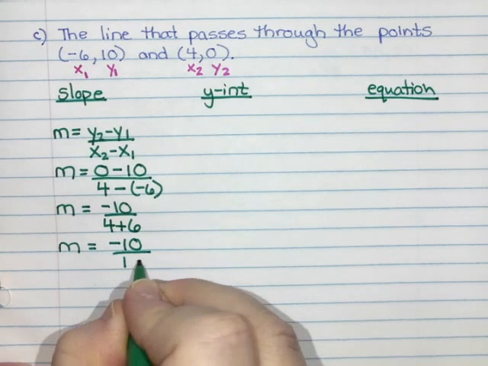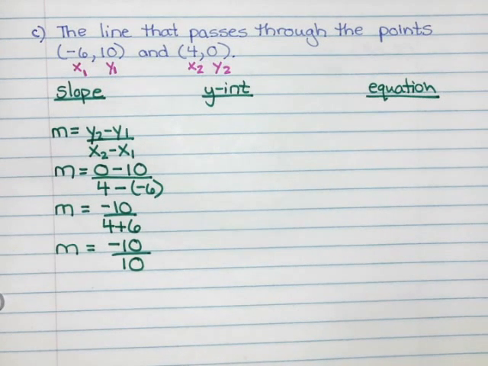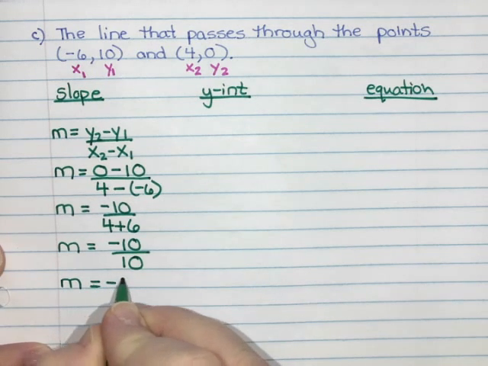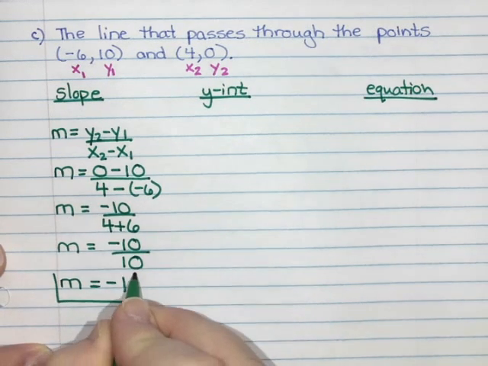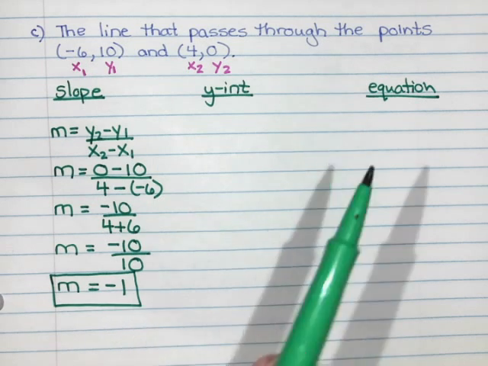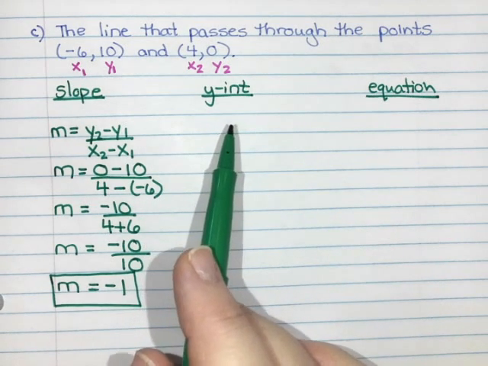So I get -10 divided by 10. Does 10 divide nicely by 10? Yes, it does. -10 divided by +10 is just -1. So it's not a fraction this time. It's just a nice number, which I'm happy about. Okay, so one thing down, we now know our slope. Our slope is -1. Up next, the y-intercept.